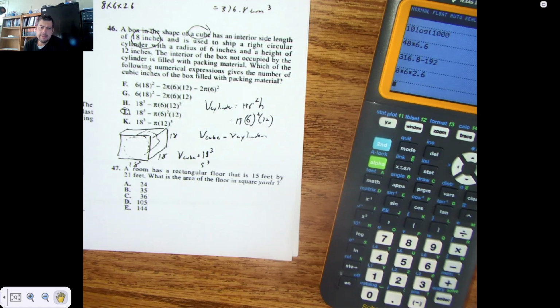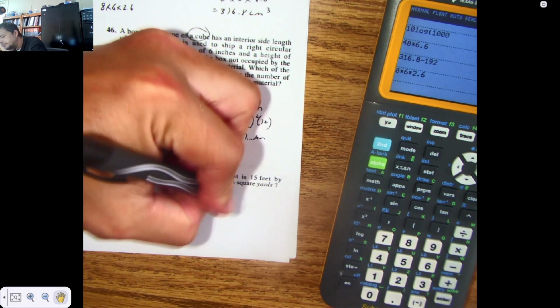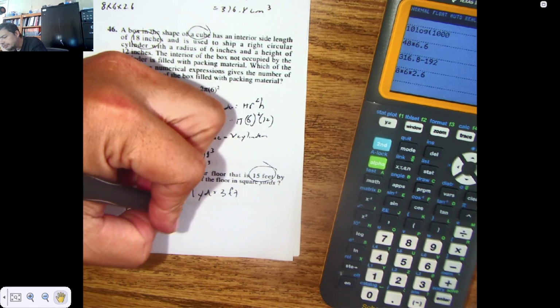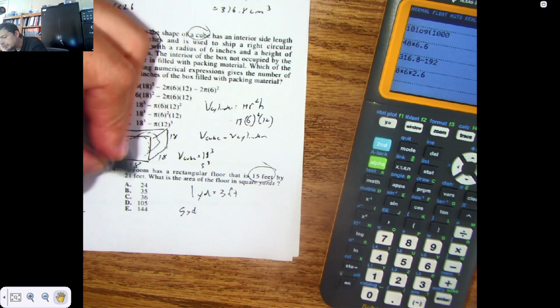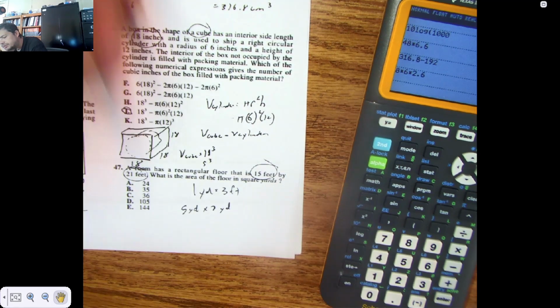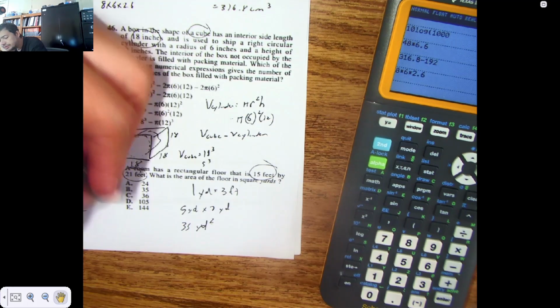A room has a rectangular floor that is 15 feet by 21 feet. What is the area of the floor in square yards? Now, you live in America, you're expected to know that 1 yard is 3 feet. So 15 feet is going to be 5 yards. 21 feet is going to be 7 yards. 5 times 7 is 35 square yards.